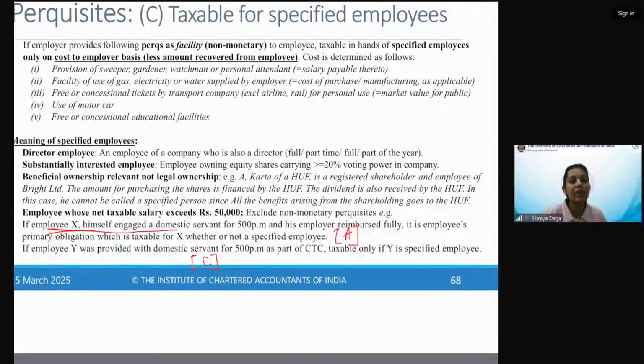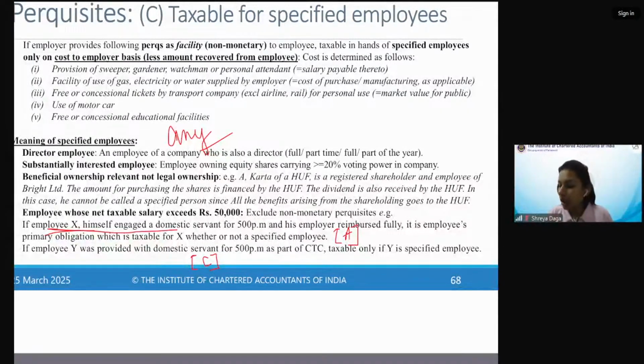So then you have to check whether Y is specified employee, being director employee, or substantially interested shareholder employee, or having salary more than 50,000. If any of the conditions is satisfied, the person will become specified employee. And then in that person's hands, these 5 benefits will be taxable. Okay. ठीक है. This list is clear. Specified employees, any of these conditions if met, the person will become specified employee and then it will be taxable.